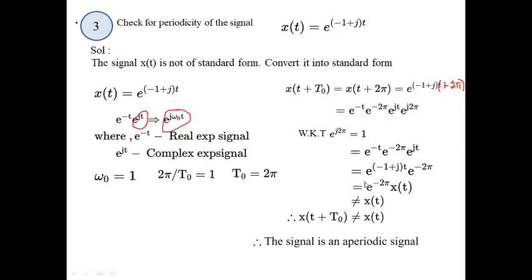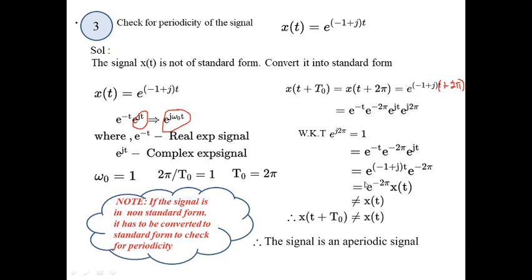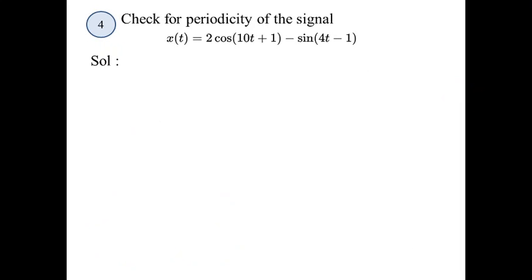So this type of signal, which is a combination of real exponential and complex exponential signal, will evaluate to an aperiodic signal. The very important takeaway from this particular problem is, if the given problem is not in a standard form, it has to be converted to standard form to check for periodicity. So you can see, right, it was not of the standard form. So I need to find omega naught. So you have to convert your omega naught into 2 pi and convert it. Hence this signal is an aperiodic signal. Proceeding on to the next problem.